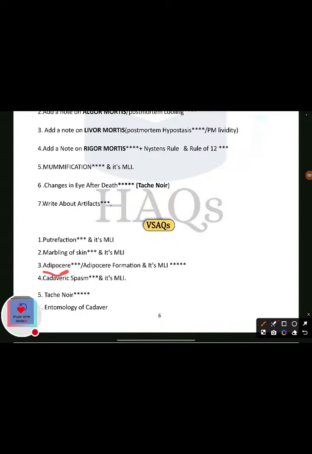What is the mechanism? Fat is olein. Hydrolysis and hydrogenation occur in the presence of intrinsic lipase and bacterial enzymes. Higher fatty acids are formed, for example oleic acid, palmitic acid, stearic acid. Factors favoring adipocere formation.